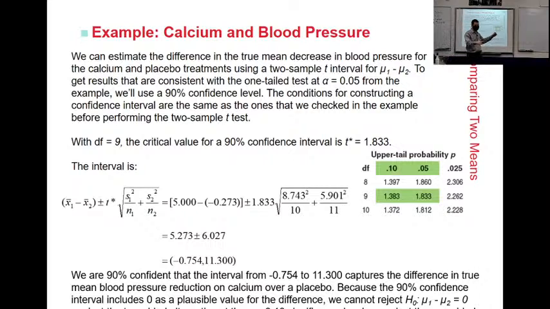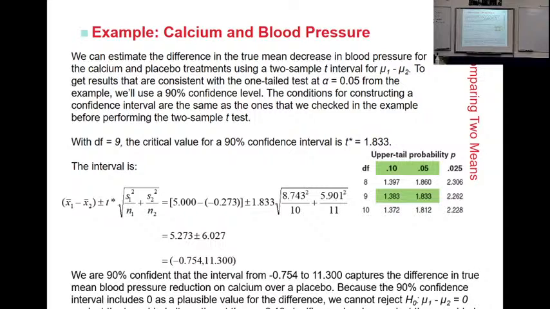Remember that a confidence interval tells me about the two-sided test. So if I have a 90% confidence interval, that can tell me information about a two-sided test at a 0.1 alpha level. And it would tell me that we would fail to reject because 0 is a plausible value within that confidence interval.